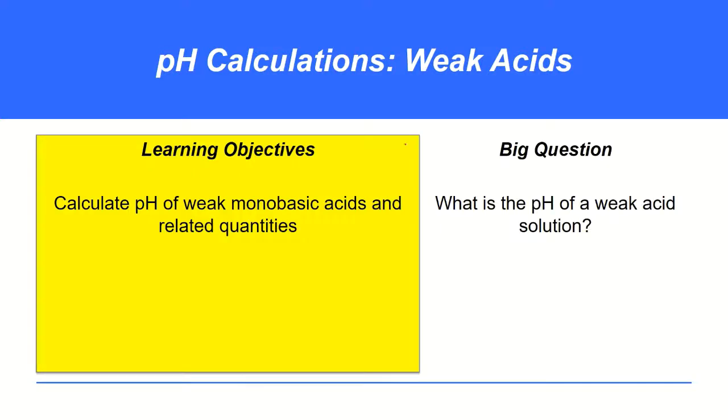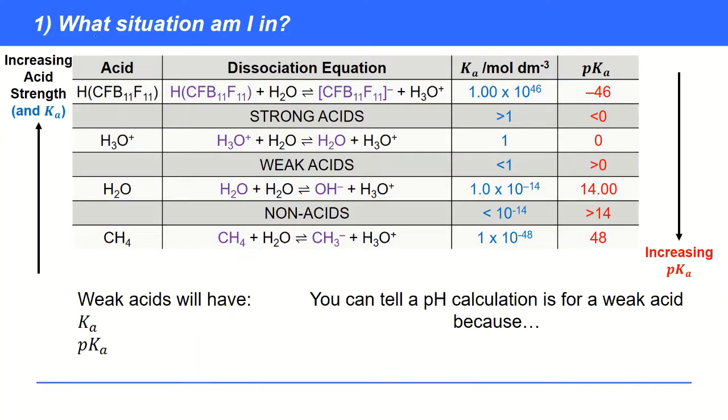Welcome to this video on pH calculations. We're going to look in this video at weak acids. So the first question we always ask is, what situation am I in? Weak acids here have got pKa's of bigger than 0 and Ka's of less than 1.